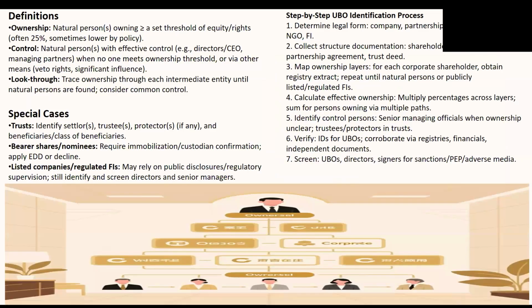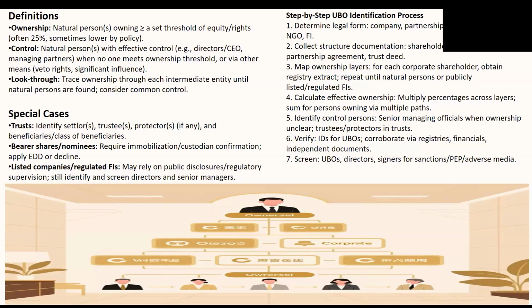Now this is one of the most important topics. We have discussed all the points, so I'll just give you the crux here. Definition of ownership: a natural person owning more than or equal to a set threshold of equity. Often it is 25% for low risk customers, and for high risk customers, this is 10%. I'm talking about beneficial ownership. Control: a natural person with effective control.